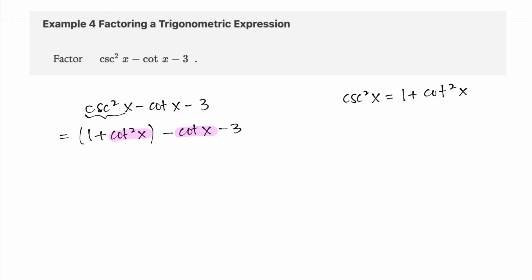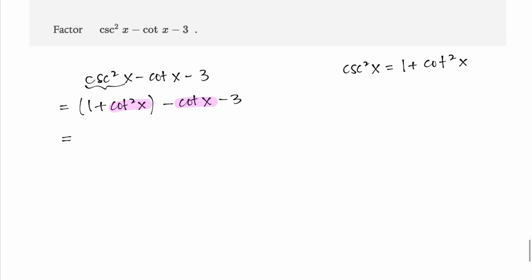So now the only trig function that I'm dealing with is a cotangent, which is ideal because then I could actually take the substitution into consideration. But we still have to figure out what is the final simplified version of this expression because we have a 1 and a negative 3 right here, which could be combined. So this simplifies to cotangent squared x minus cotangent x minus 2.